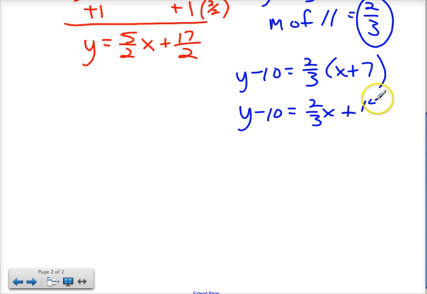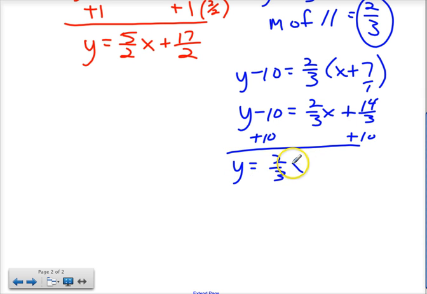And again, just think of that 7 as a 7 over 1. So top times top, bottom times bottom. And then we need to add 10. So y equals 2/3 x. And then 10 as thirds would be 30 thirds. So 14 thirds plus 30 thirds would be 44 thirds.